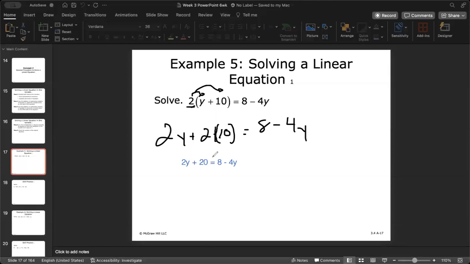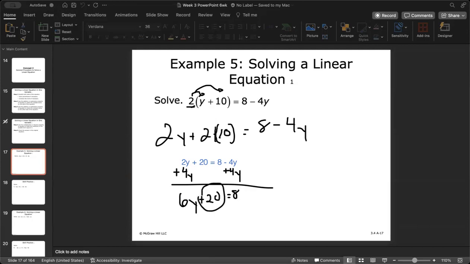Okay, so now this is exactly what we were working with before. We have a y over here that we want to get rid of and move over to the left-hand side. So how are we going to do that? Well, it's a minus sign in front, so add the opposite. So we're going to add a positive 4y to each side and line up your like terms. So that gives us 6y plus 20 on the left. And on the right-hand side, we just bring down the 8.